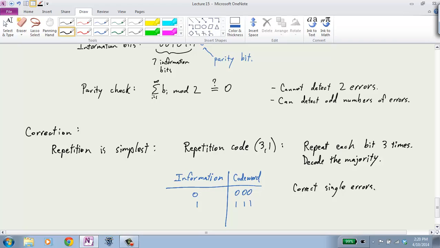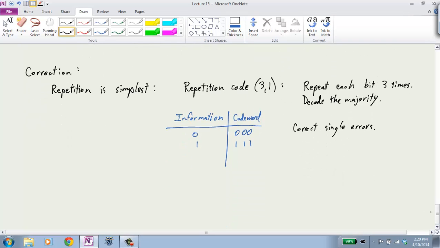You could also go to more repetition, right? So you could look at repetition 5. And then 0, 1 would go to 0, 0, 0, 0, 0 and 1, 1, 1, 1, 1. And now how many errors can be corrected? Up to 2 errors, right?